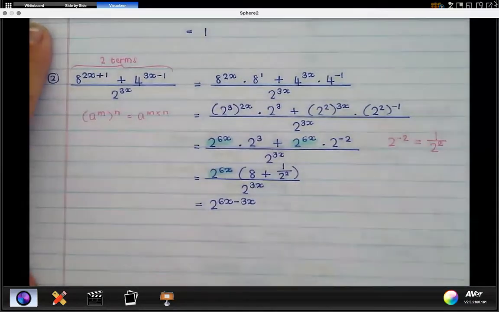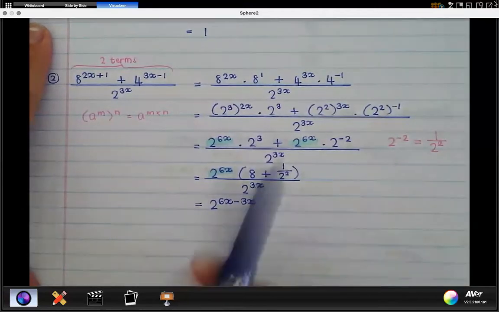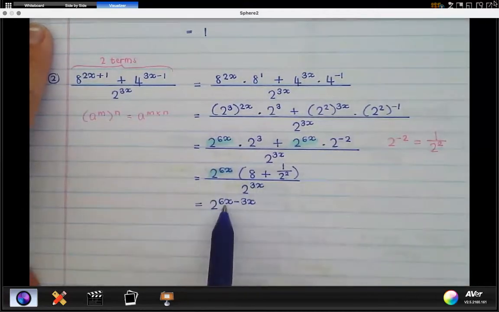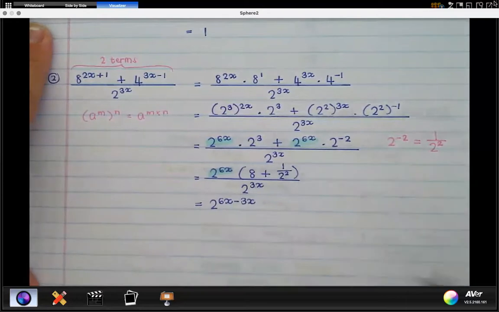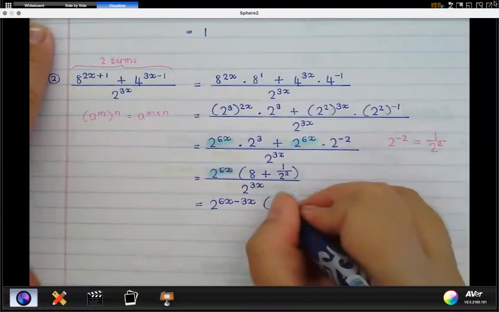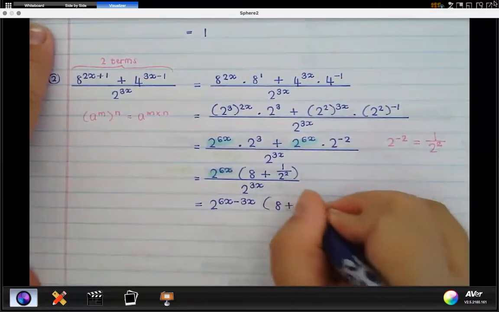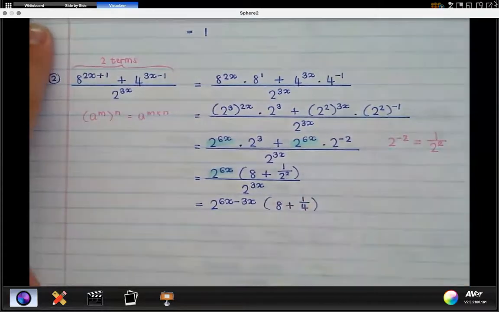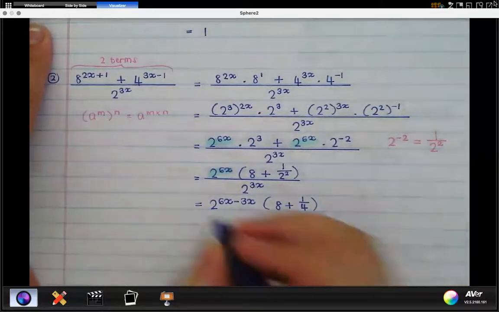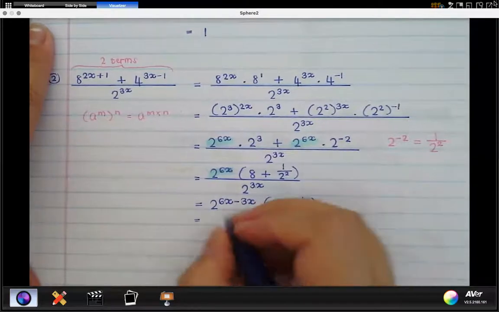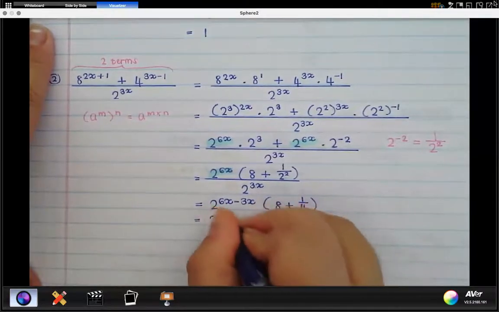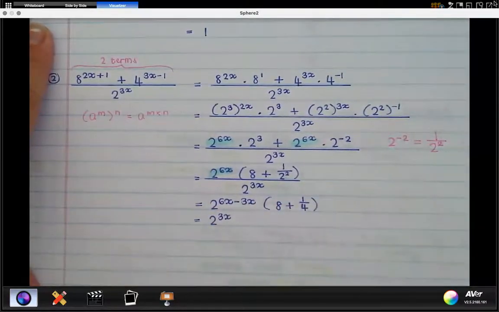When we're cancelling out, what are we doing? We're actually dividing. I'm saying this divided by this. And when we have the same bases and we're dividing, we take the top exponent minus the bottom exponent. Now, what did we have in brackets here? Here we had 8 plus a quarter. Okay, let's simplify. 6x minus 3x is 2 to the 3x. All right. Now, 8 and a quarter.